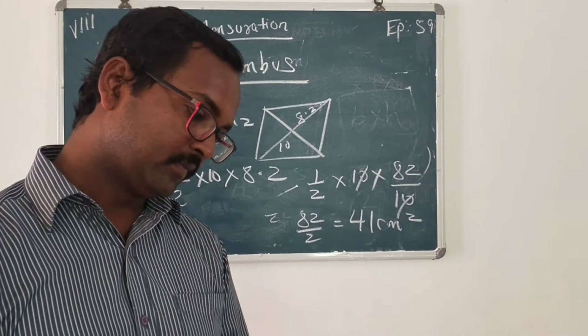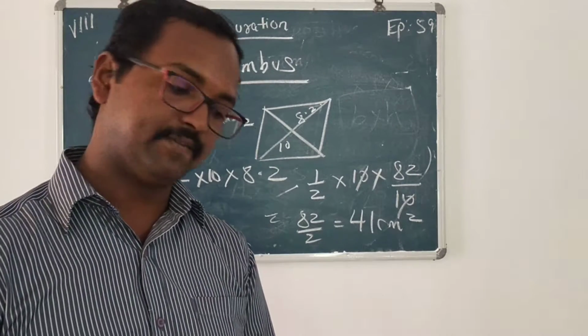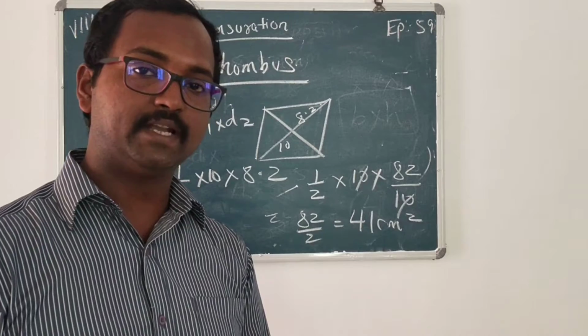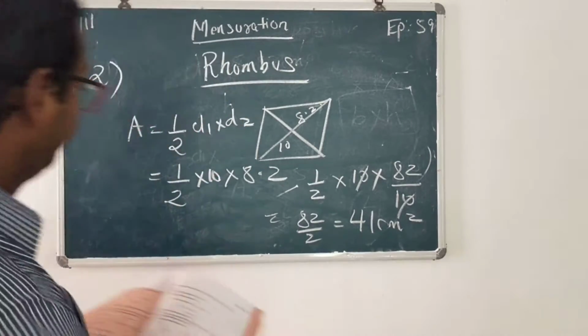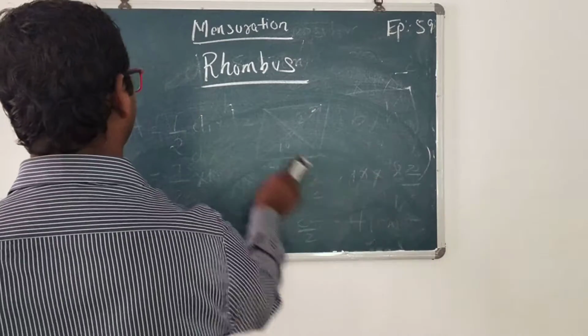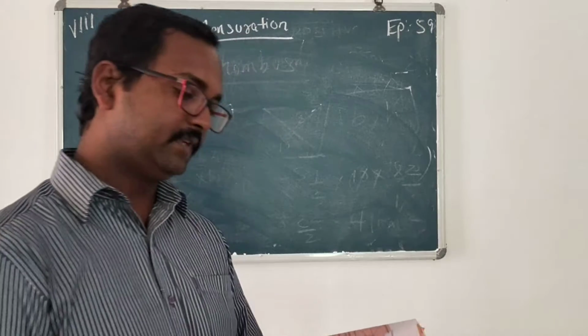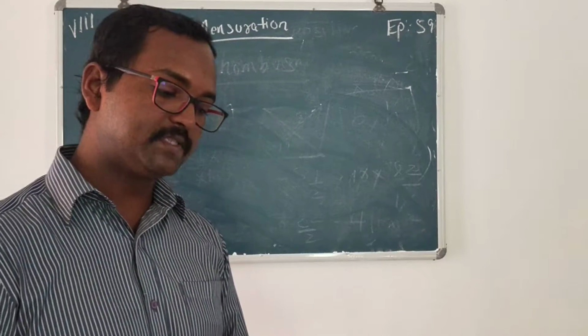So now look at example 2 of page number 177. Example 2 of page number 177. So in this, let me read out the question. The area of a rhombus is 240.